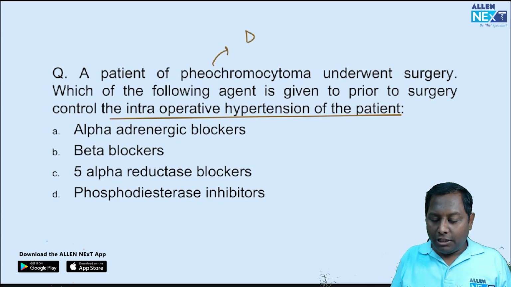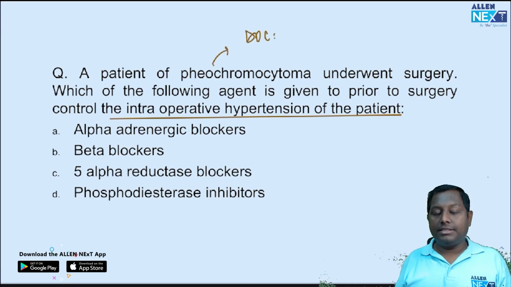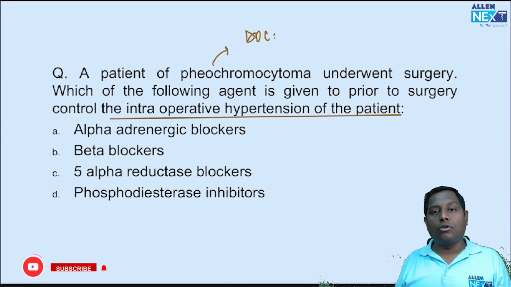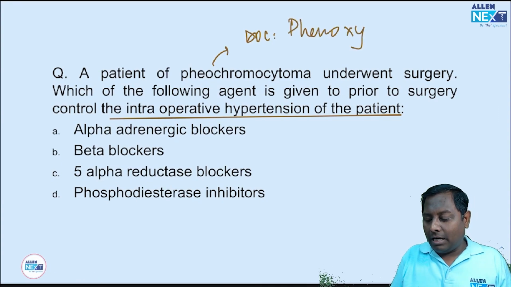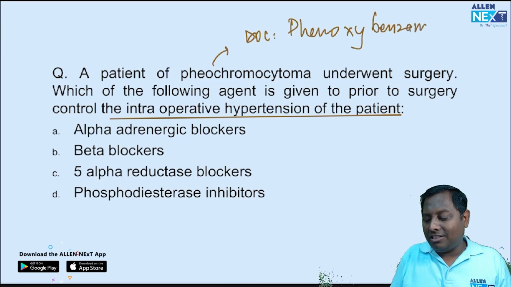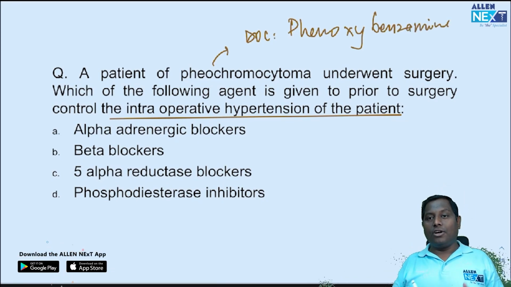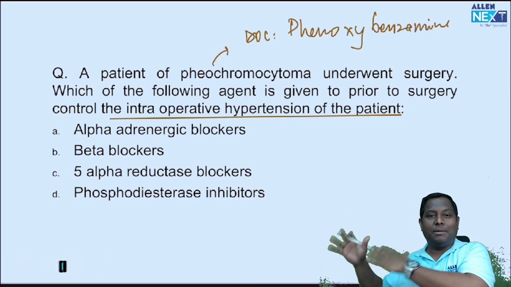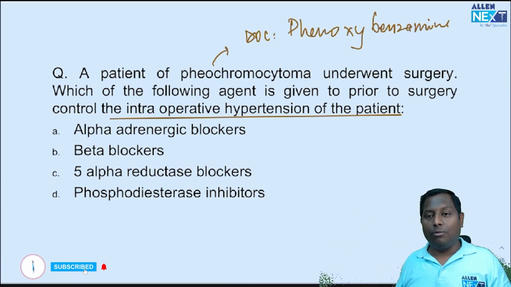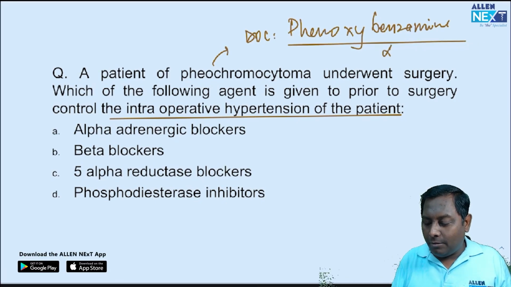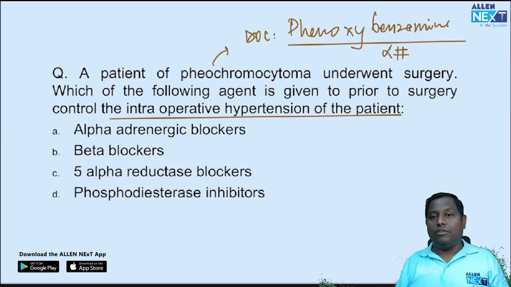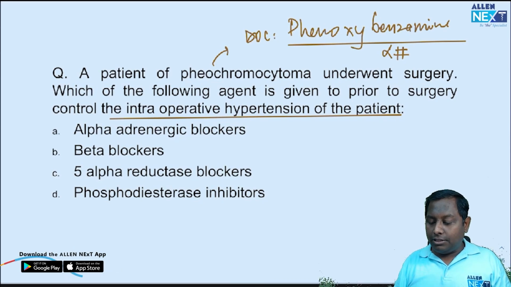The drug of choice for pheochromocytoma is none other than phenoxybenzamine. Look at the name, such a big name, phenoxybenzamine, used for pheochromocytoma. Phenoxybenzamine is one of the non-selective alpha blockers, that is, alpha 1 and alpha 2 both blocker.